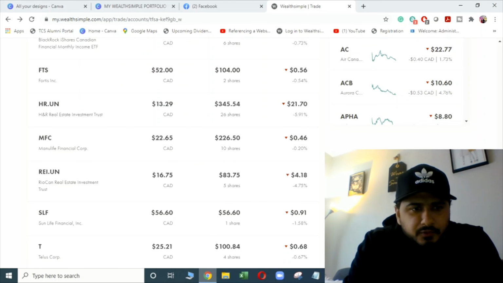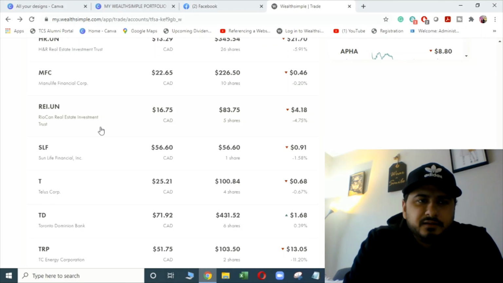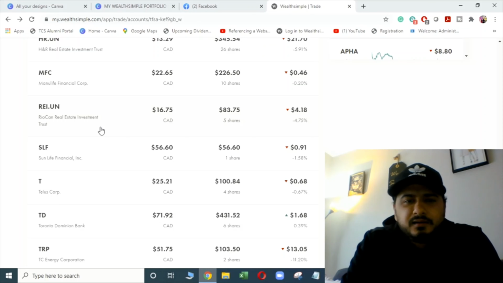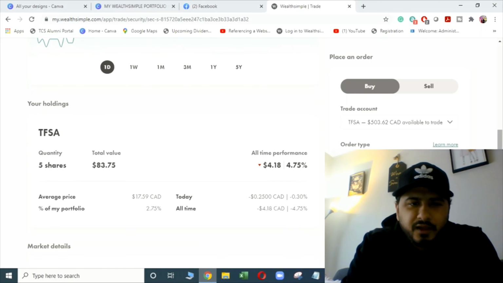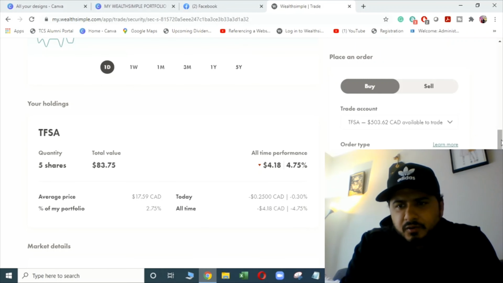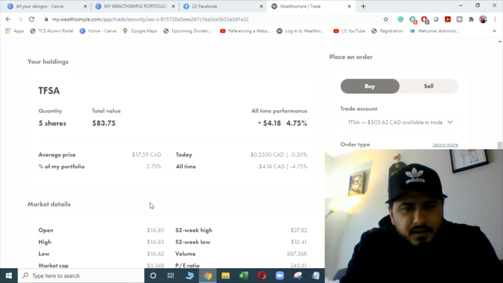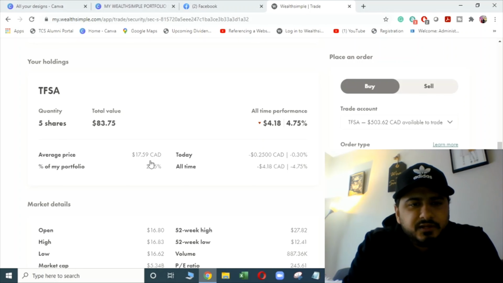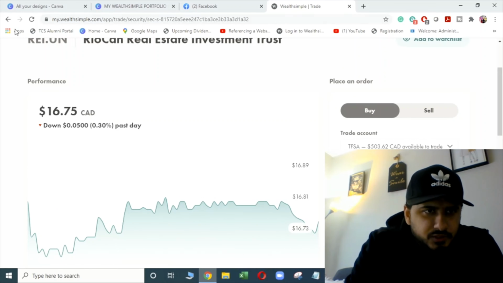Next stock that I'm holding is again a REIT, which is the RioCan, and currently RioCan has slashed its dividend, so it's not good news for the lovers of RioCan. But my holding is near about 5 shares as of now, and I have pretty good confidence in RioCan because it's one of the strongest REITs in Canada as of now. I am holding near about 2% of REIT, with an average price of $17.59, and I will continue to buy this REIT in the near future.